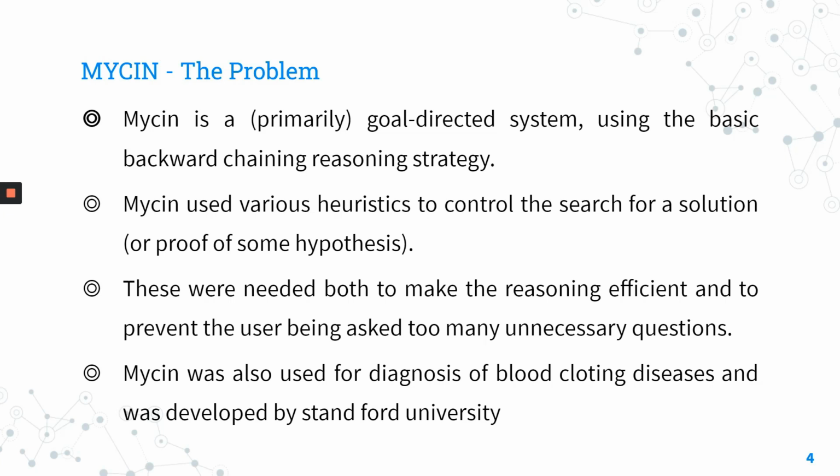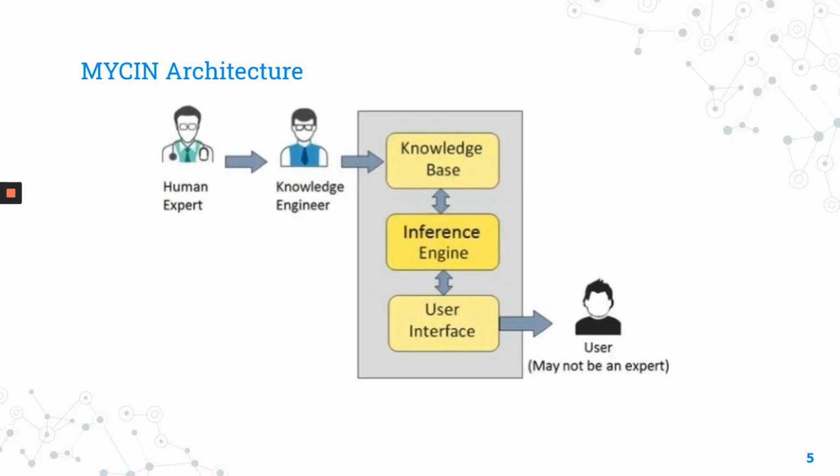MYCIN was an early backward chaining expert system that used artificial intelligence to identify the bacteria causing several infections. The program ran on a large shared system available over the early internet, before personal computers were developed. As you can see in the architecture of MYCIN, the components are the knowledge base, human expert, knowledge engineer, inference engine, user interface, and finally a user.